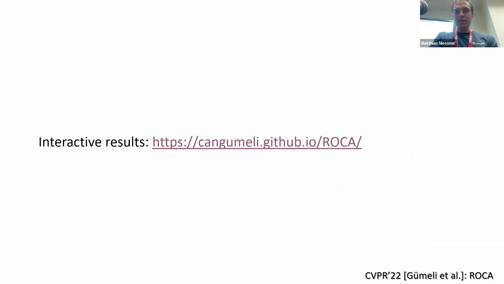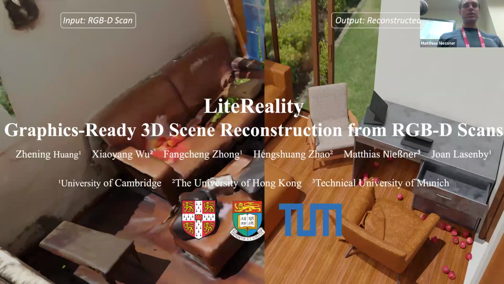And I want to show one more method that basically goes back to the RGBD scan setting. This was a collaboration with Cambridge. Jenning Hung did this actually. It's called Light Reality. This is a NeurIPS paper from this year. And here the idea is basically, this is the output on the right-hand side. On the left-hand side, this is the input scan, and on the right-hand side, this is the respective CAD abstraction.